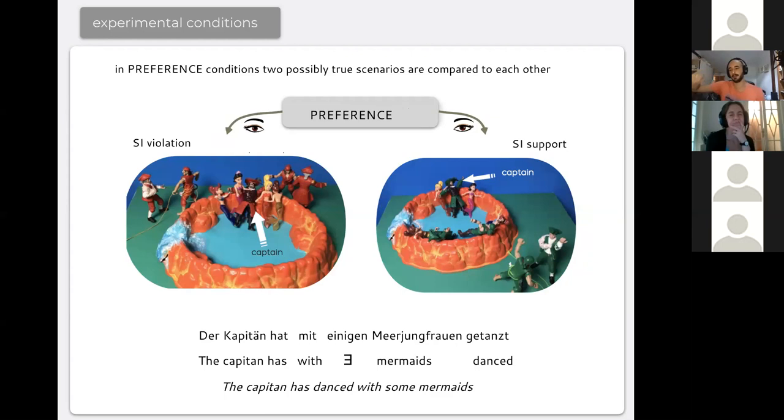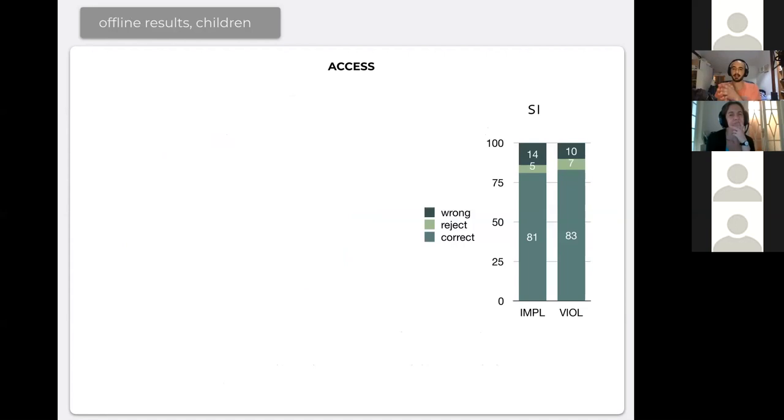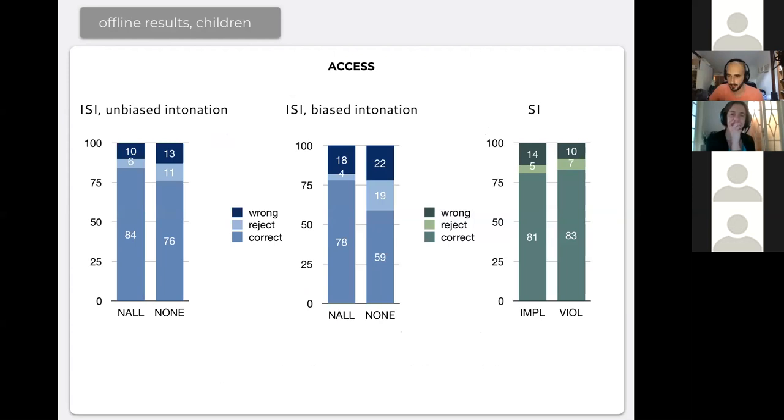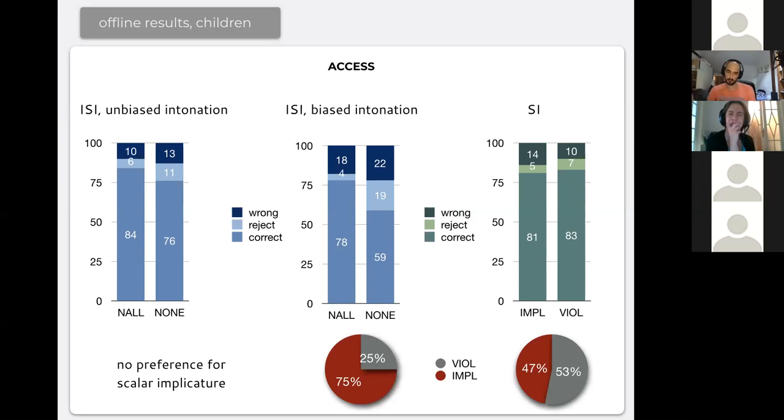Okay, so let's look at the accuracy first and let's compare what we found now with the previous experiment, okay? And you can immediately see that in children, again, elementary school children, 6 to 10 year olds, there is no difference between implicature support and implicature violation. In fact, in the implicature violation condition, they accepted the target even more often. And if you compare that to the previous experiment, you see that the superiority effect of implicature has vanished. And even more so in the preference condition, no preference whatsoever. Okay, so they sort of behave like the youngest children in the first experiment. And so this is interesting.